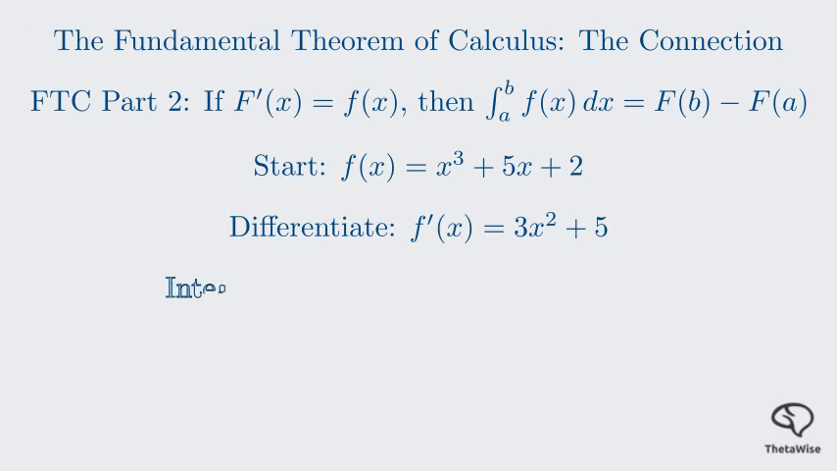Now, if we take the indefinite integral of that result, 3x squared plus 5, we get x cubed plus 5x plus our constant c. The constant of integration c is there because we lost the information about the original constant, 2, when we differentiated. This shows that the 2 operations undo each other.